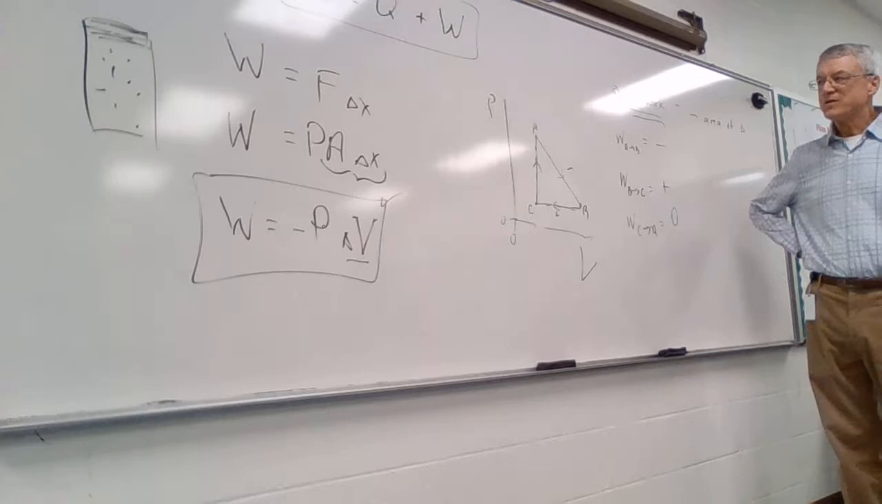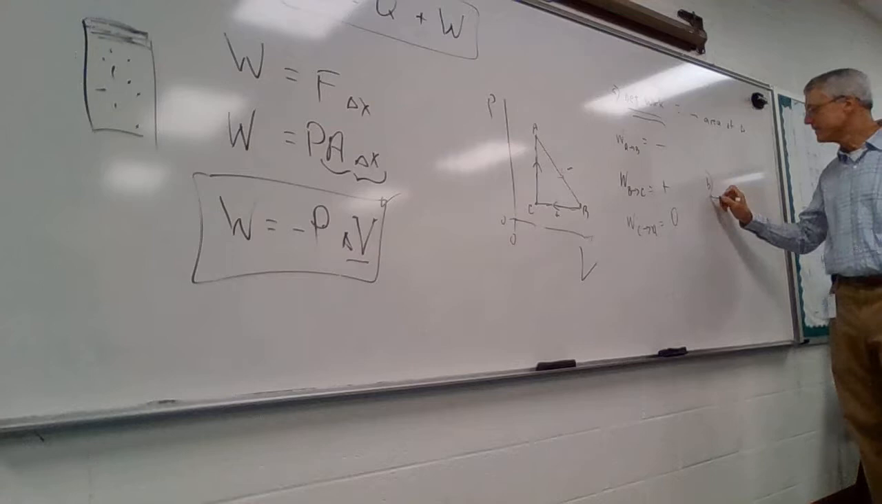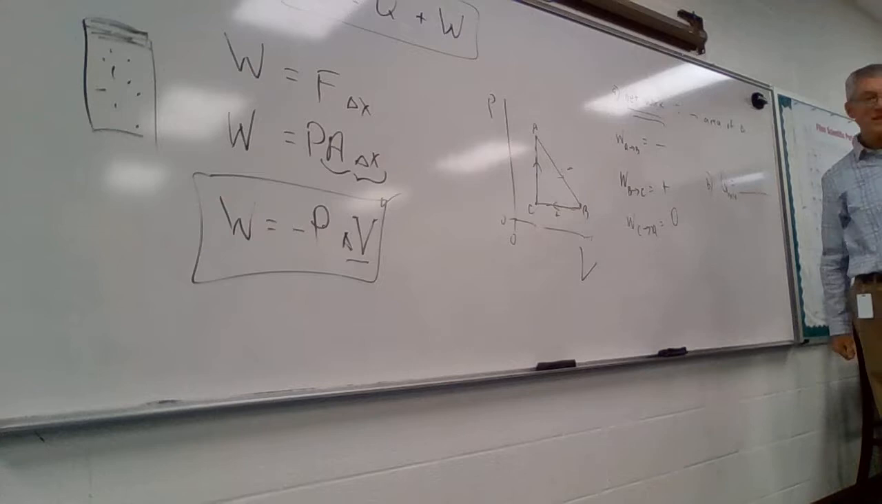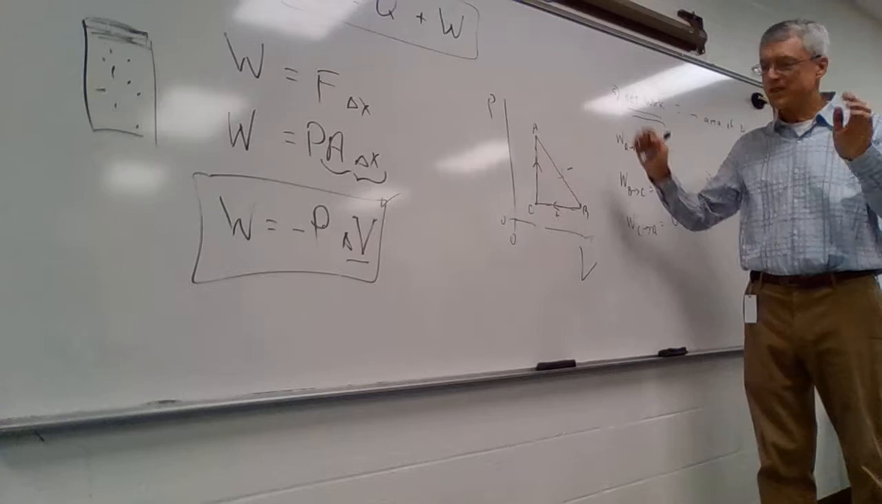All right, so here's my next question. That was A, what's the net work? And that's how you'd find it. Here's question B. What is Q for the entire cycle? Or how would you find it? We don't have numbers, so you can't come up with an answer right now. But how would you find the Q, not for just one of these, but for the entire cycle?